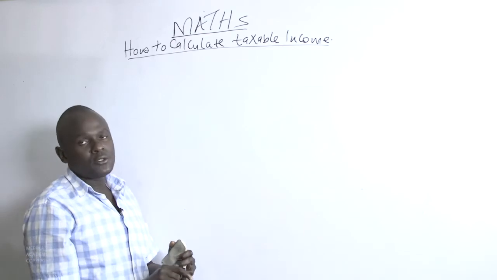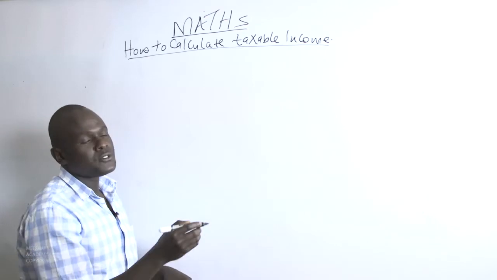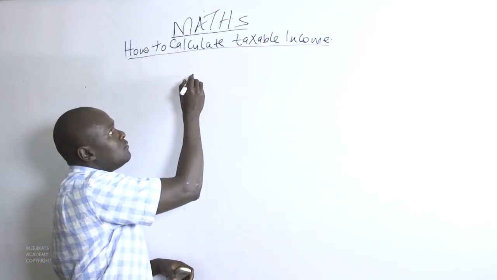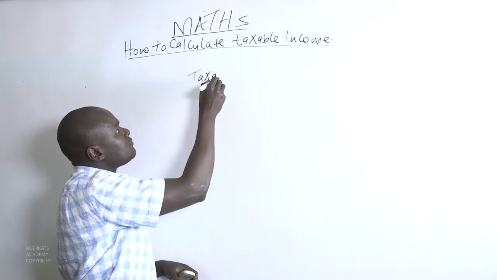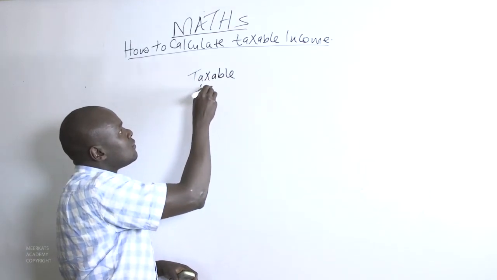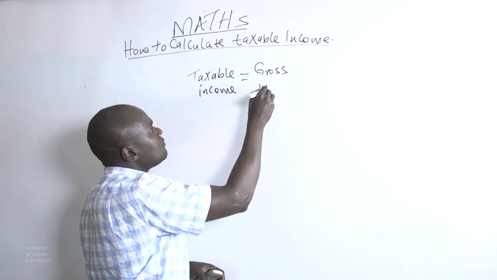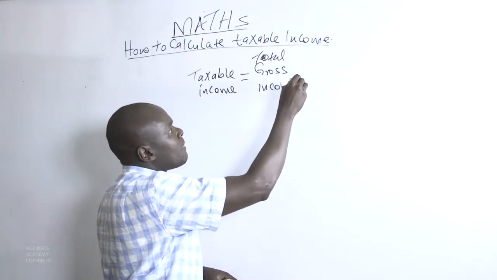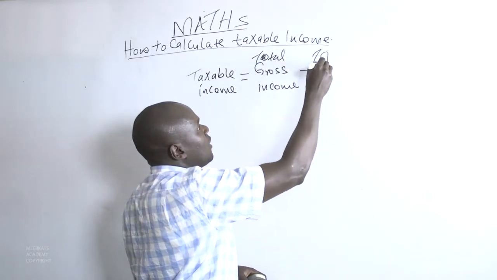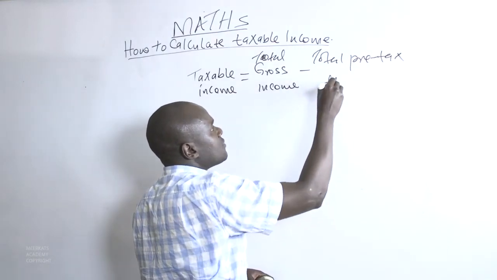And even before we talk about the examples, some of you might confuse these two principles or rules that we have. The one that I've just written, which is taxable income being equal to total gross income minus total pre-tax deductions.